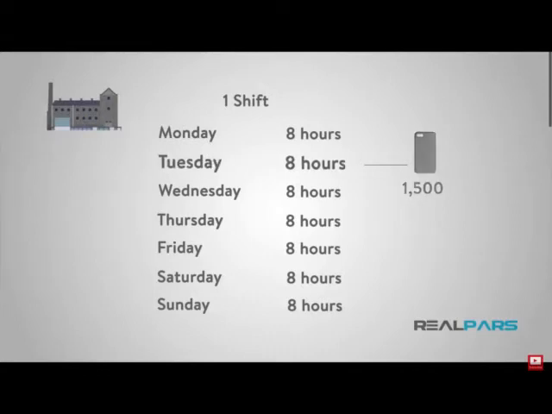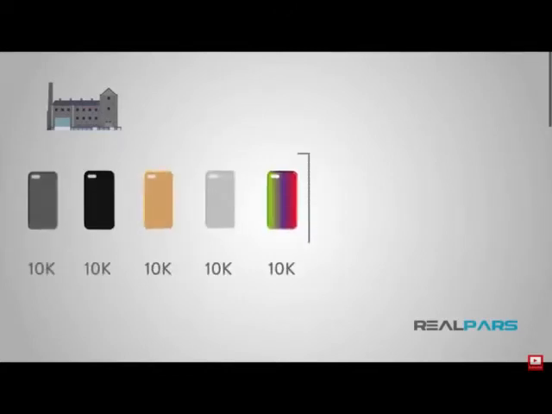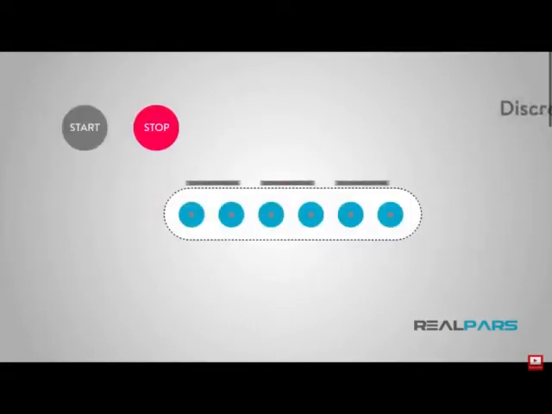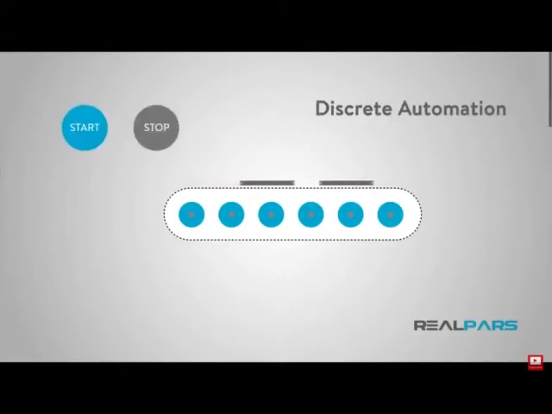If it takes an hour to change over the machine to produce a different color, the order for Plant A would take at least 8 working days to complete. If, however, Plant A had a 24-hour shift, this order would be complete in approximately 3 days. Basically, discrete automation production of components may be started and stopped no times or multiple times.